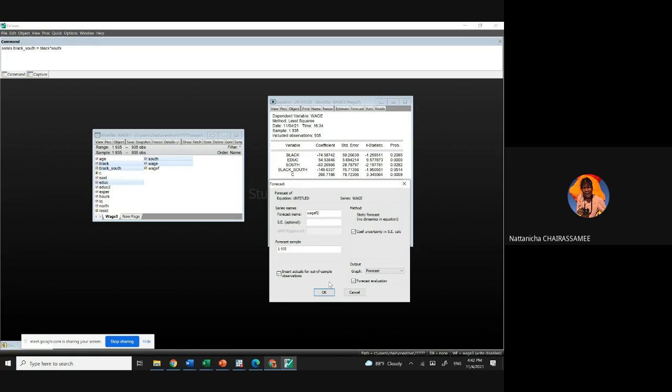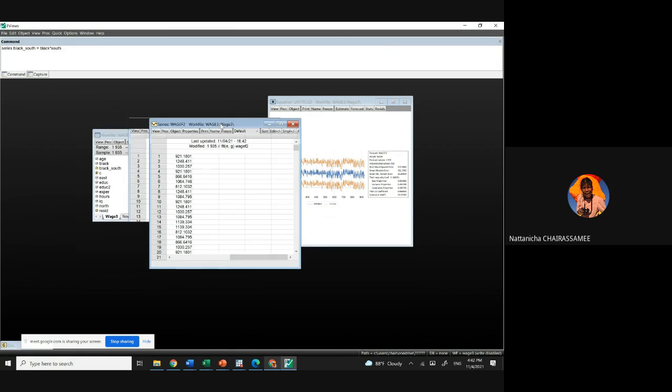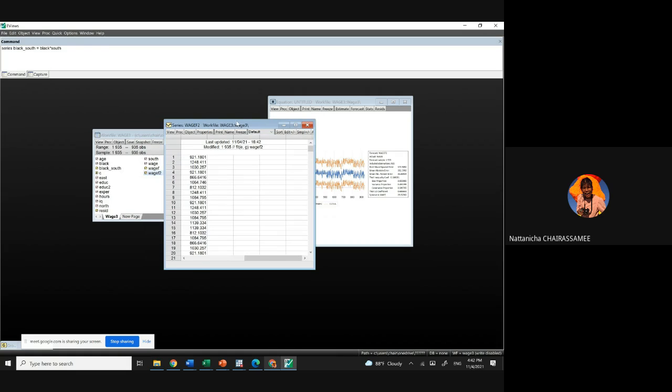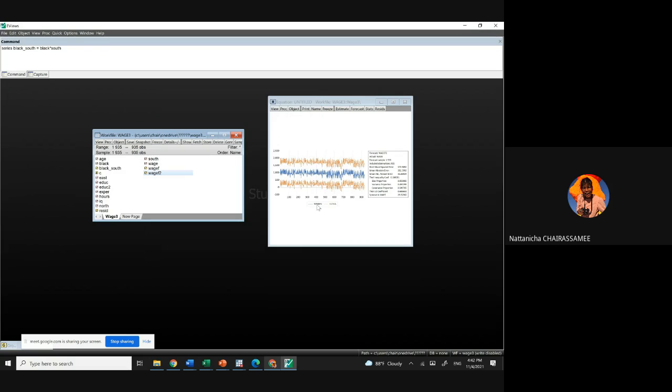So once you're done, just click OK. And again, just click on weight F2. You will see that they already predict weight based on the characteristics of the individuals that you collected data on. Right?